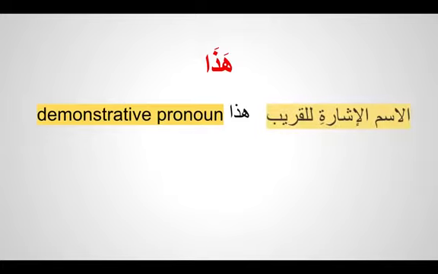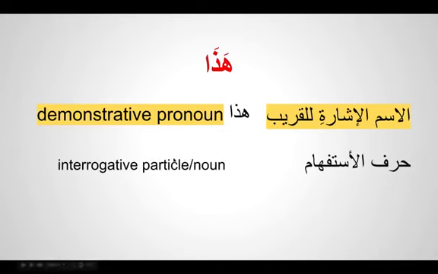In Arabic, it's called al-ismul isharatu lil qareeb. Al-ism means noun, it's easy to remember. It's a noun. What's the noun? And ishara means to point. So the noun used to point. Ismul ishara. So where do we use this hadha? To point at things that are near to you. So lil qareeb, to point at things that are near to you. Ismul isharatu lil qareeb. Then we also learned about interrogative particles or harf al-istifham, the particles used to seek understanding.